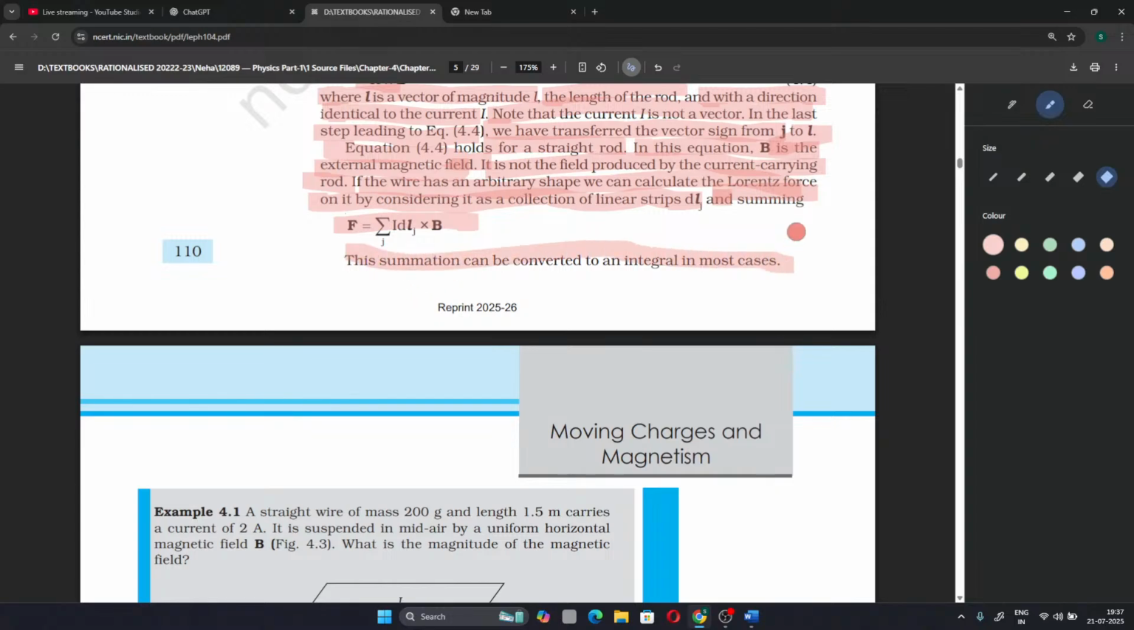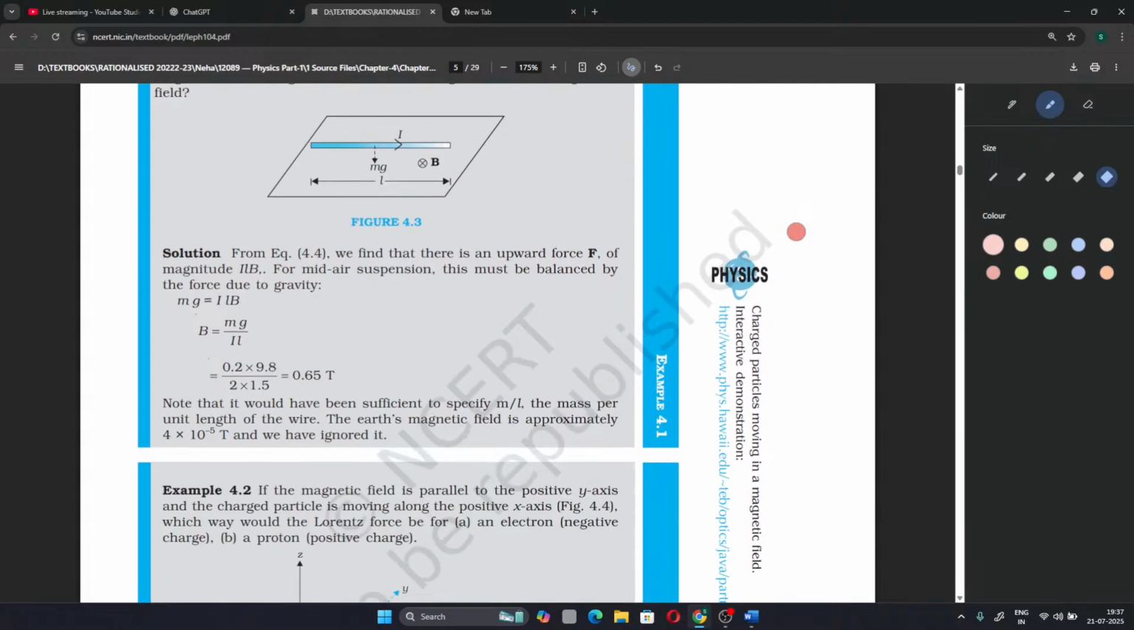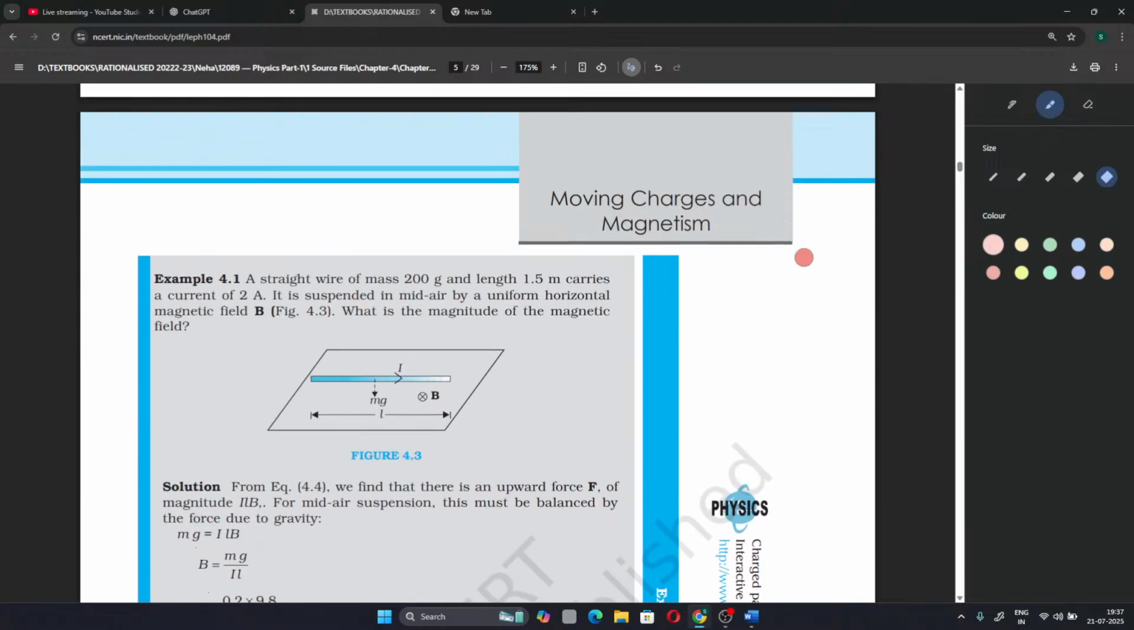In most cases we can write it as an integral with limits. Now let's see the example given here. Example 4.1: a straight wire of mass 200 grams and length 1.5 meter carries a current of 2 ampere. It is suspended in mid-air by a uniform horizontal magnetic field B. What is the magnitude of the magnetic field?